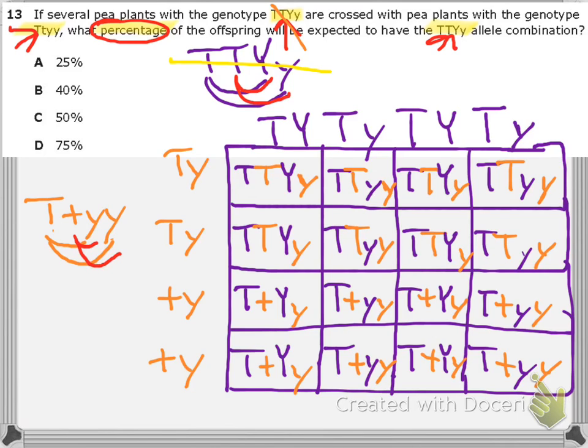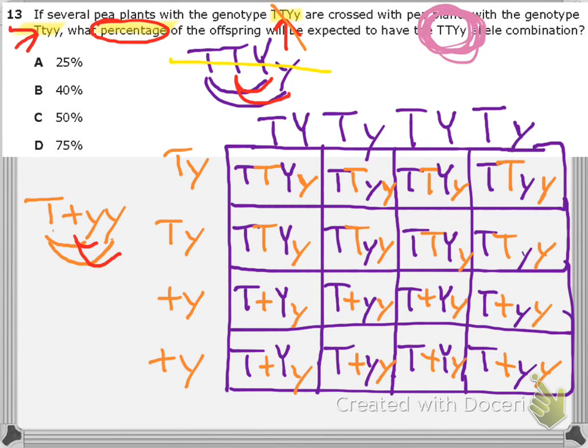And now let's remember, because we might have forgotten, what's the original question? If we cross those two together, what percentage of the offspring, which the offspring's all inside the boxes, right, will be expected to have big T, big Y, little y. So the hard part's done. So let's focus in. Let's use pink. What are we trying to find in the offspring? Well, we're trying to find big T, little y.